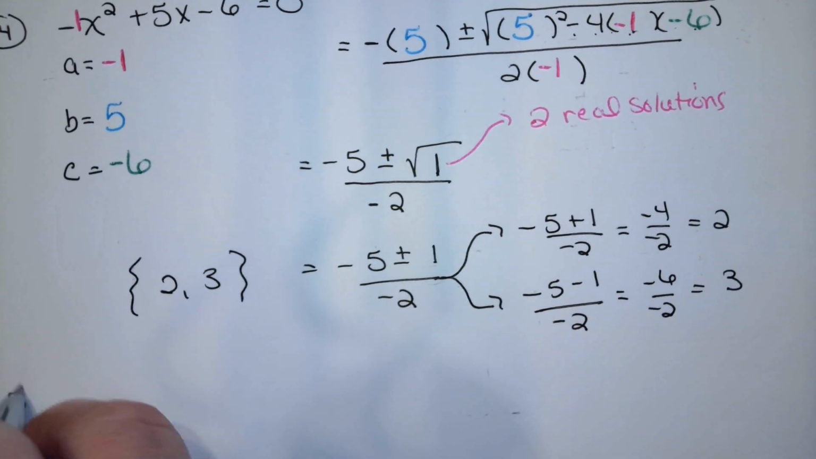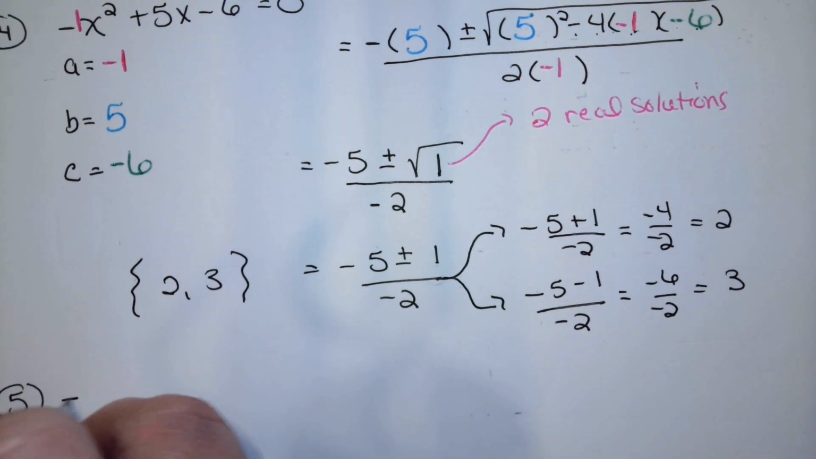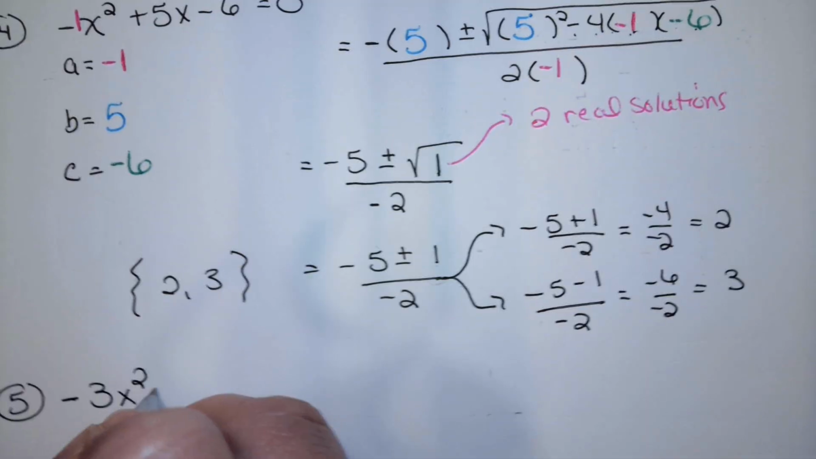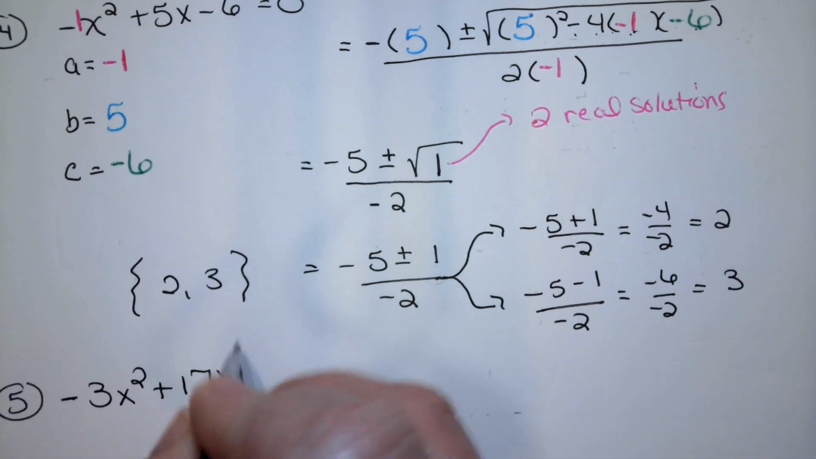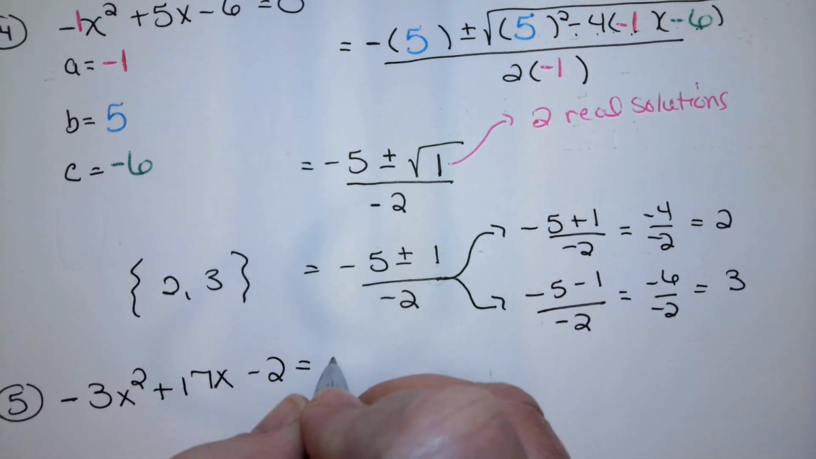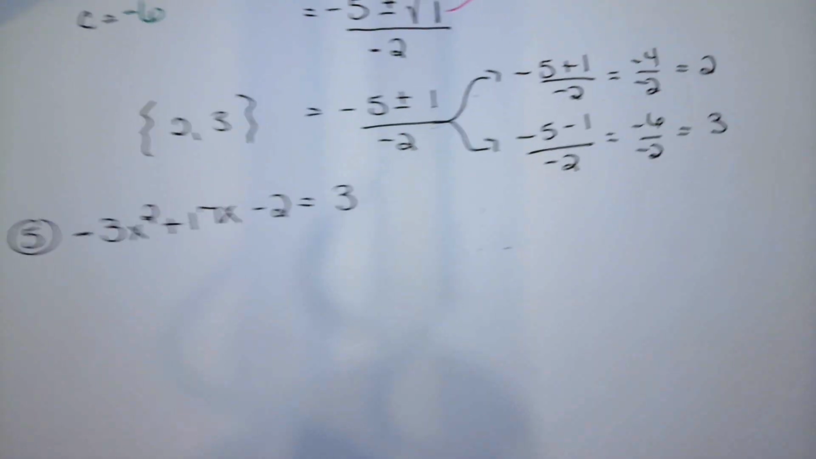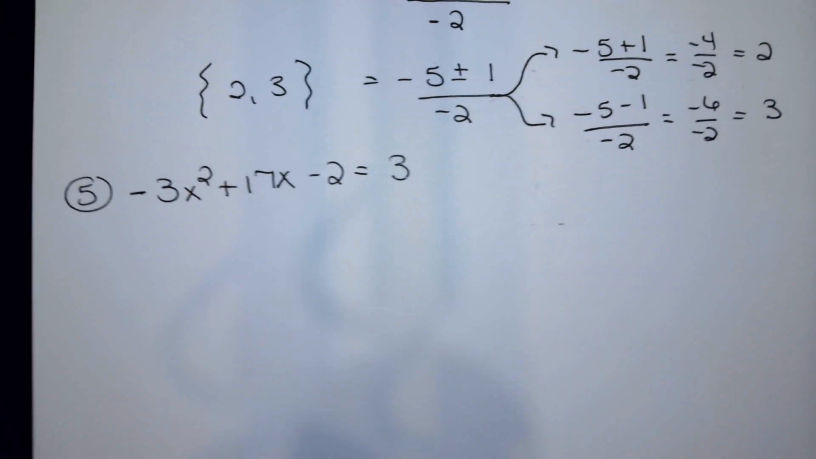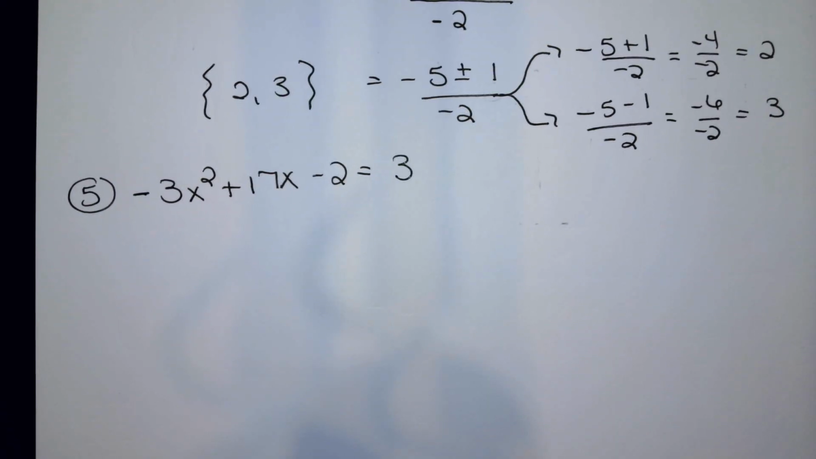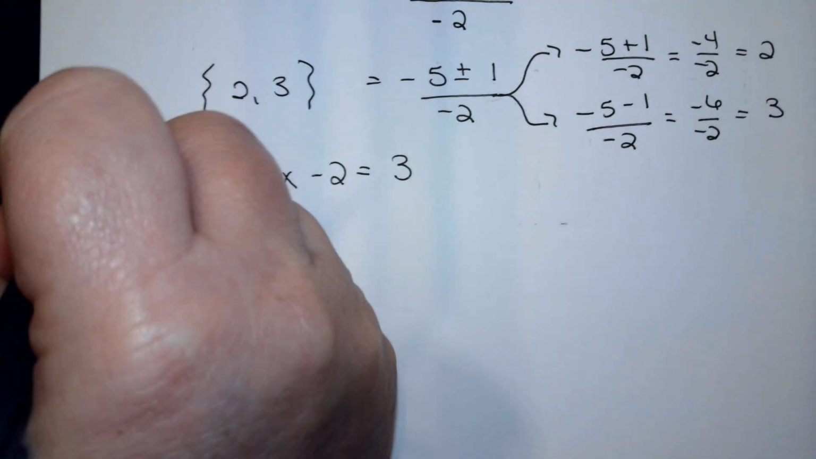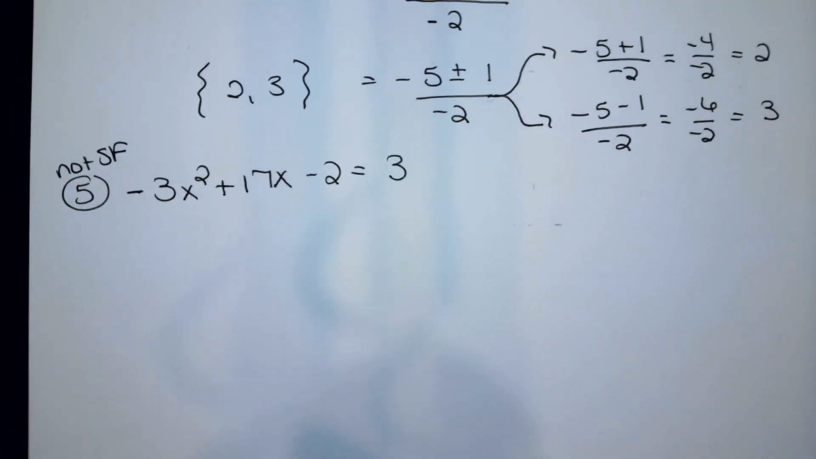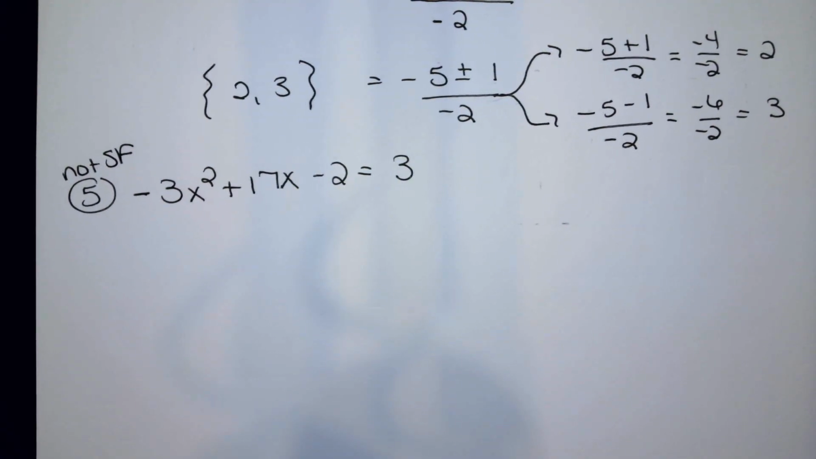All right, and for our last example, I saved the doozy for last. Now, as you're copying this down, you're probably noticing that it's not set equal to 0. So anytime it's not set equal to 0, you know it's automatically not in standard form. So we've got to put it in standard form from the biggest exponent to the smallest exponent.